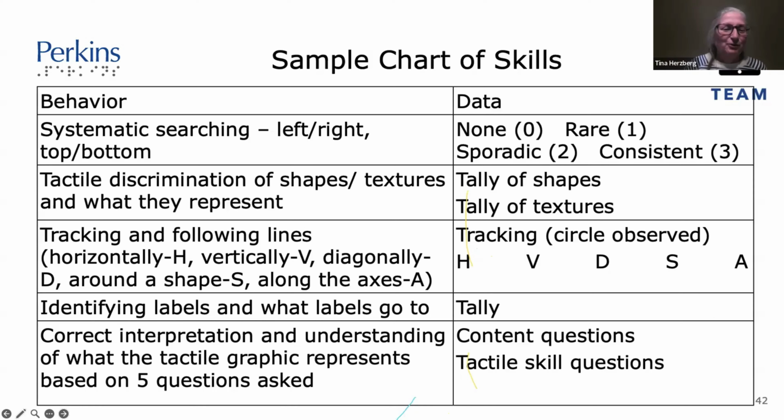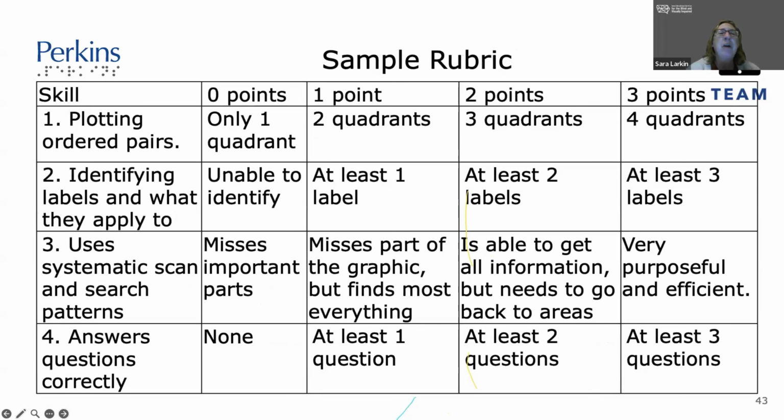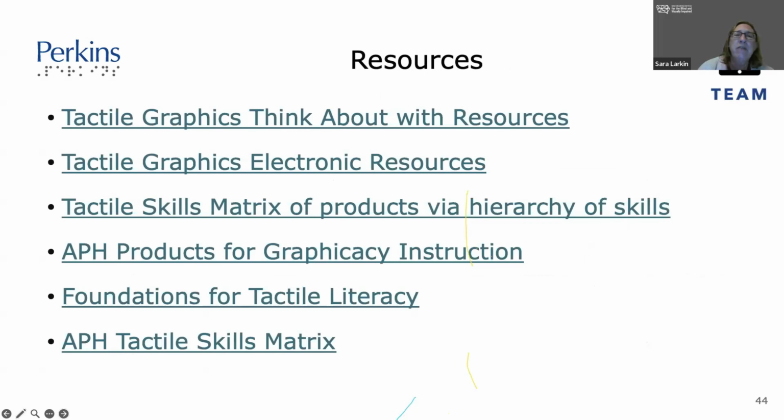So Sarah's going to round it out with some rubrics for us. All right, you bet. Sometimes it's nice to have in one spot the different things that you're looking for as the student is exploring a particular graphic. So this is a chart of skills where you can keep track of whether they are systematic when they're searching. Are they rarely systematic, or are they consistent with being intentional about where they're going on the graphic? And then having tally marks for the different shapes that might come up, and whether they're following those horizontally, vertically, etc.